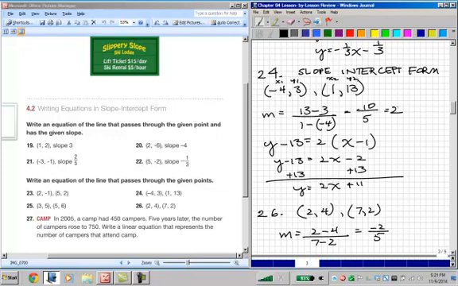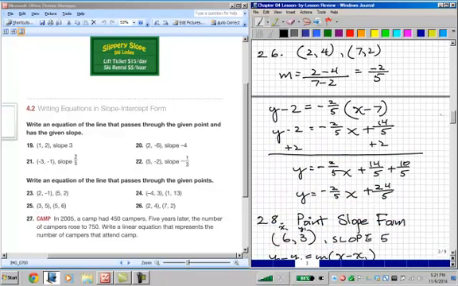Now I just use one of the points, and I'll use x sub 2 and y sub 2. So y minus 13 equals 2. I could use the other point and I would still get the right answer. Y minus 13 equals 2 times x minus 1. Y minus 13 equals 2x minus 2. Add 13 to both sides. Y equals 2x plus 11.